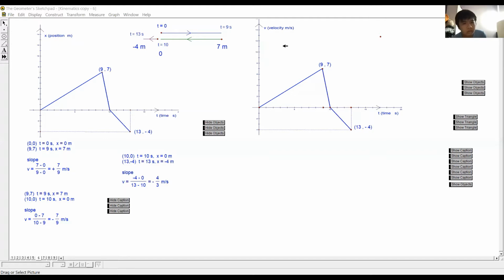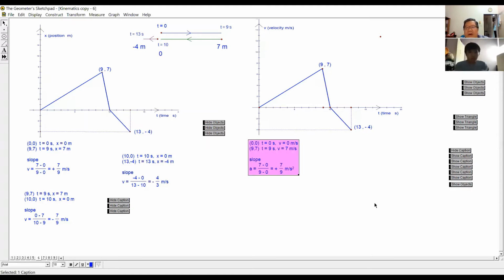Where is the starting point? We don't know. Where is the position? We don't know. Okay, so this is what the velocity time graph is going to show us. Now again, we look at the same points, right? So there are 2 points during the first part of the journey, 0, 0, and 9, 7.